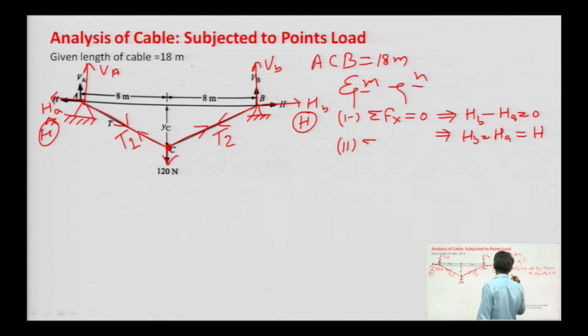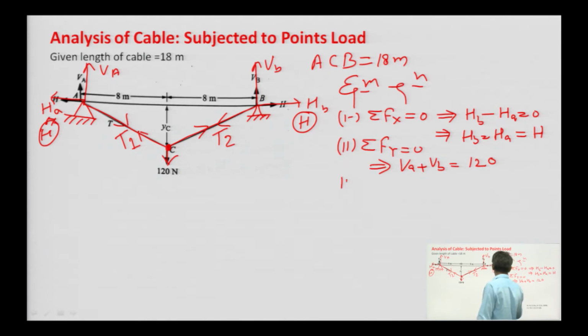Second equilibrium equation, sigma Fy equals to 0. What will we get? We will get VA plus VB is equal to the total load. Total load is 120.